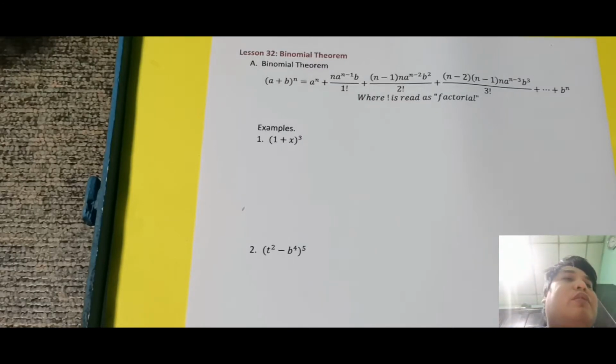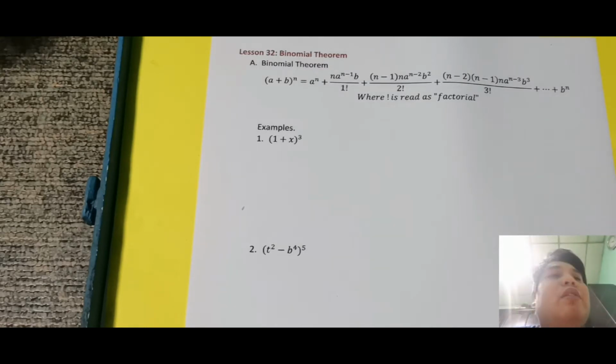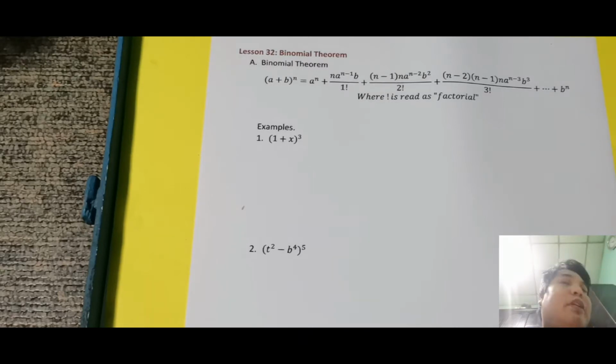Ito na yung lesson 32 sa ating college algebra. So let's talk about binomial theorem. Okay, so what's the binomial theorem? So letter A, binomial theorem. Whenever we have (a + b) raised to n, so a binomial expression tapos naka-raise sa n, ano yung magiging formula natin?